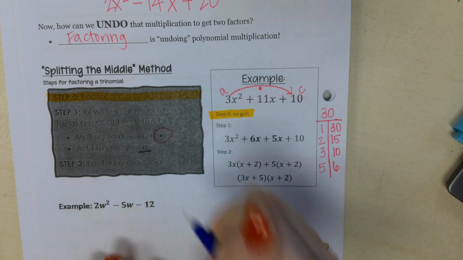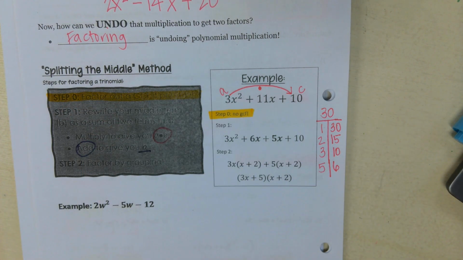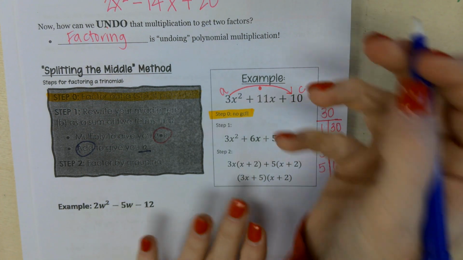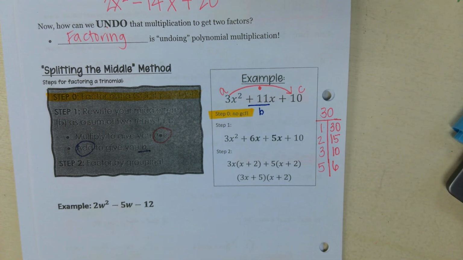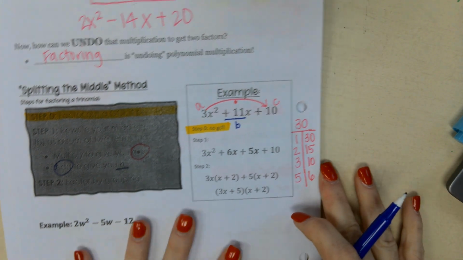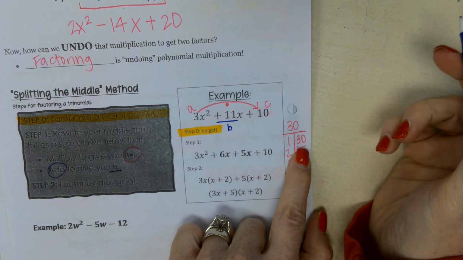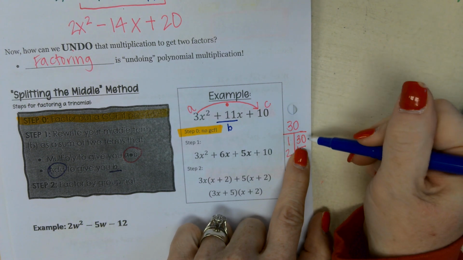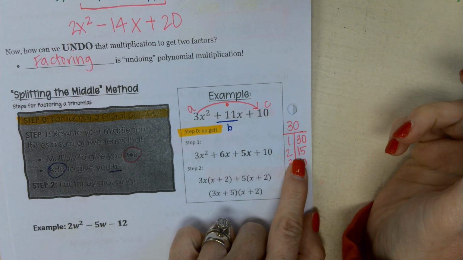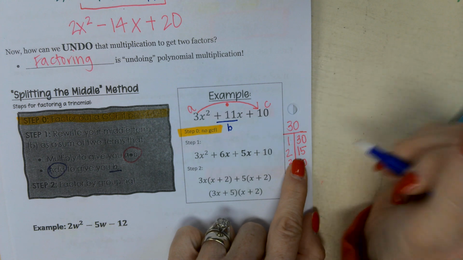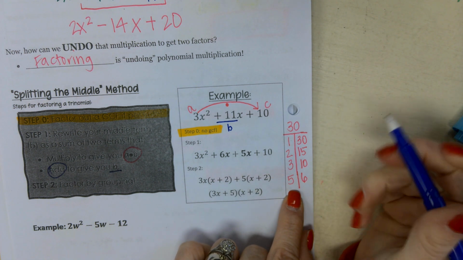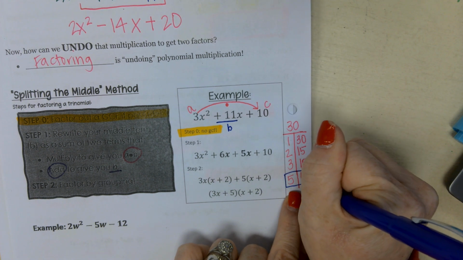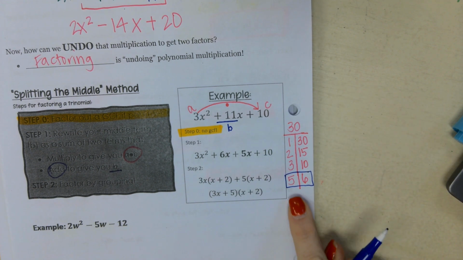Now, I want to find the pair that adds to give me my B value. Well, 11 is my B value. Okay? What is 1 plus 30? 31. That's not it. What's 2 plus 15? 17. That's not it. 3 plus 10 is 13. 5 and 6 give me 11. Okay, perfect. So that's what I need.